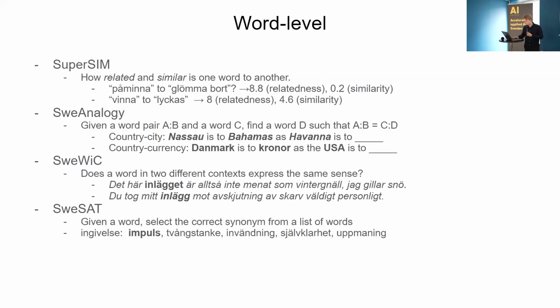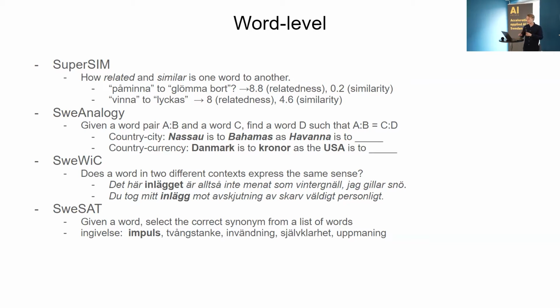Then we have 4 different word level tasks. The first one is the SuperSim dataset, where we're testing for word relatedness and word similarity. You usually say that word similarity is sort of like a subset of word relatedness. Relatedness expresses more which words occur in the same sort of context, while similarity says something about how the words are expressing the same thing.